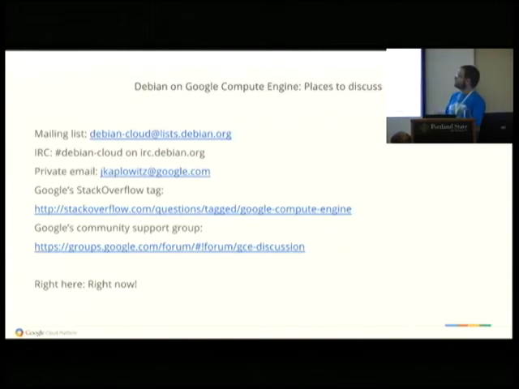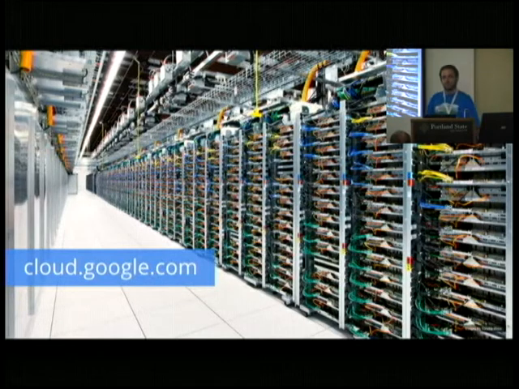So, places you can discuss this stuff. There's a mailing list, Debian Cloud, on Debian's normal list server. There's an IRC channel, Debian Cloud, on Debian's normal IRC server. You can email me. My Debian email address is jimmy@debian, or my work address, jkaplowitz@google. We have a Stack Overflow tag for user support. Feel free to answer or ask questions there. And we have a Google group, which is also, of course, usable via email, where users ask questions. There are also paid options, but these are the free options, and they are heavily used. You can also discuss right here, right now, any questions or comments.